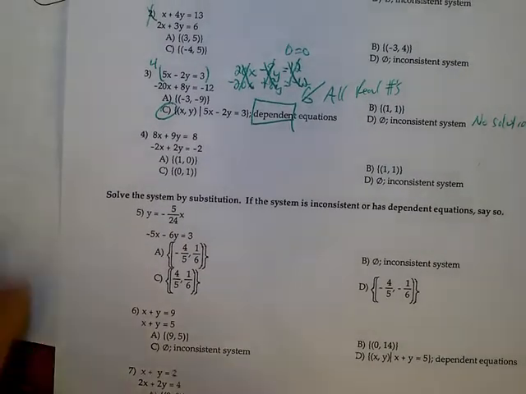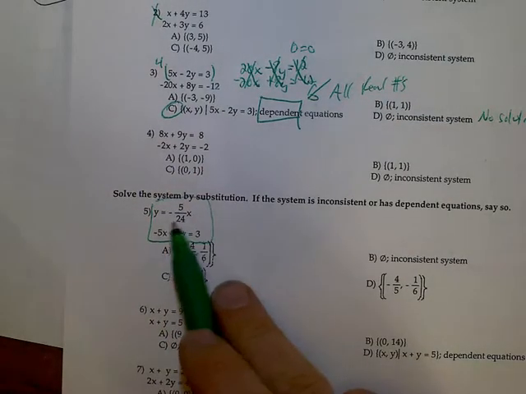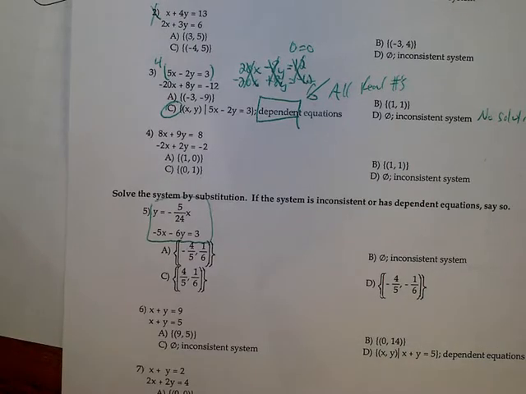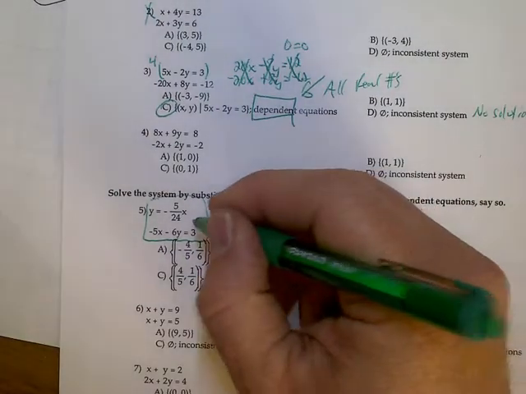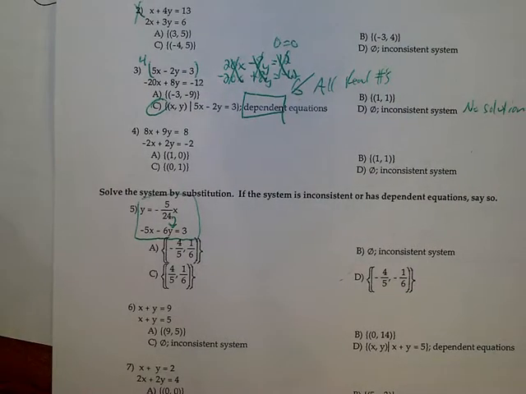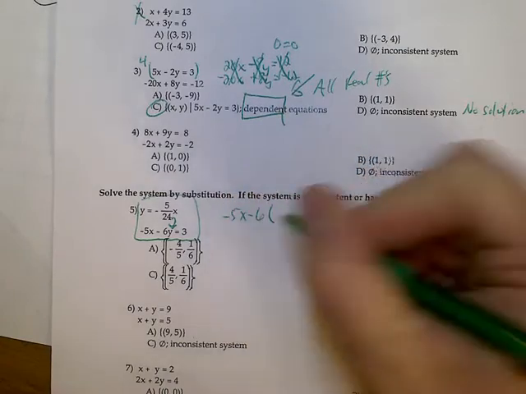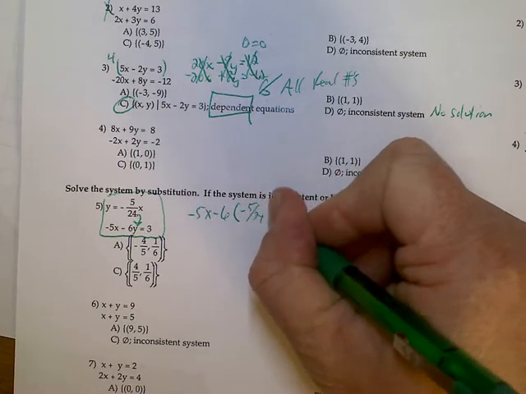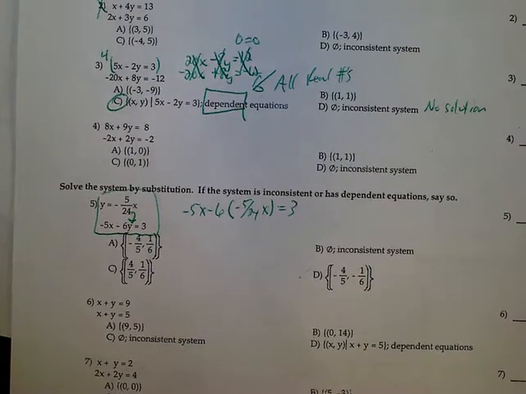Solve the system by substitution. They give me this. So if I know that y equals negative 5 over 24x, I could plug each of these in to see which one works. But what I'm going to do is use what's called substitution. So I know that negative 5x minus 6 times parenthesis negative 5 over 24x equals 3. So I substituted.